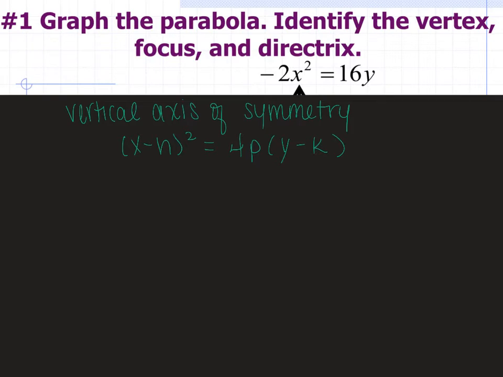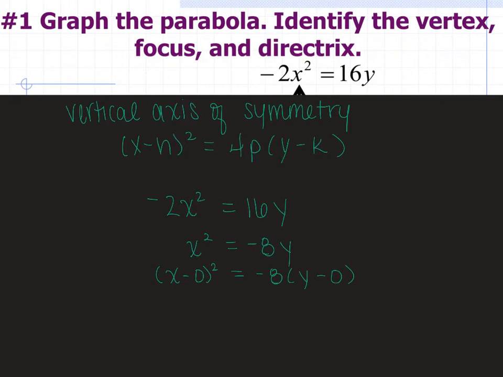Now we can make it look like that. So we can get our x squared just as x squared. Right now we have negative 2x squared equals 16y. I can get rid of that negative 2 by dividing, so I have negative 8y. And if you'd like to, you can write this with placeholders for your h and your k: x minus 0 squared equals negative 8 times y minus 0. Those are just placeholders, but we can see that's really the value of our h and our k. So we should be able to find our vertex pretty easily, and then from that, we'll be able to find our focus and our directrix.